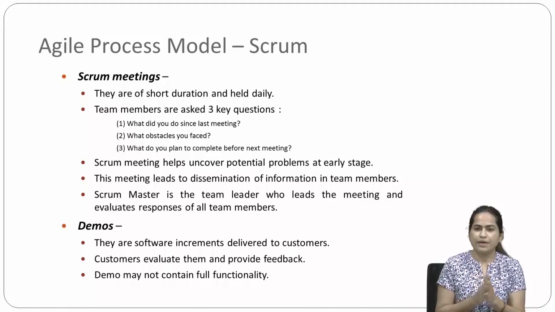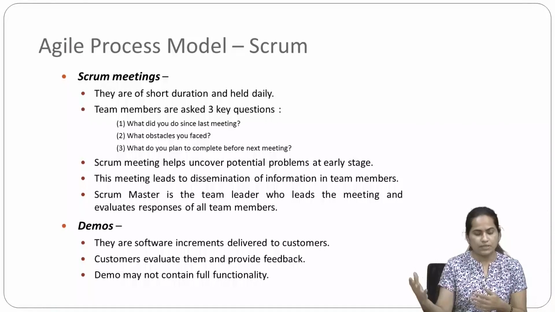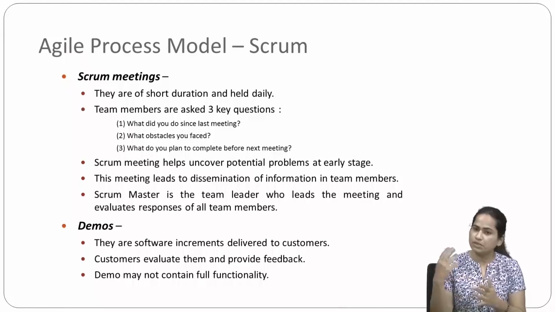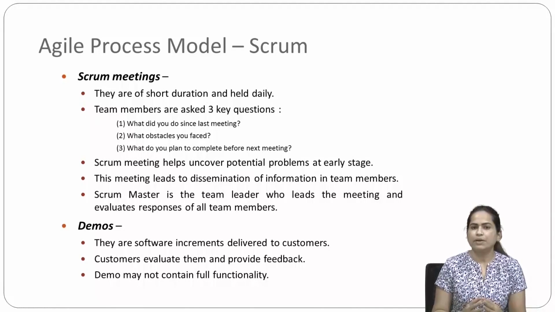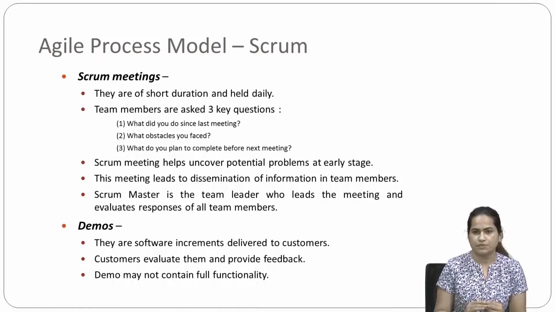Suppose it is already solved. If you faced a difficulty and it is solved, then there is no point of discussion. But if it is not solved, then you have to explain what you will do before the next meeting. If you have a plan for how it will get sorted out, or if you do not have any plan, you can discuss it so that you can get suggestions from other team members. So this is what they do in the Scrum meeting. The Scrum meeting helps uncover potential problems at an early stage.